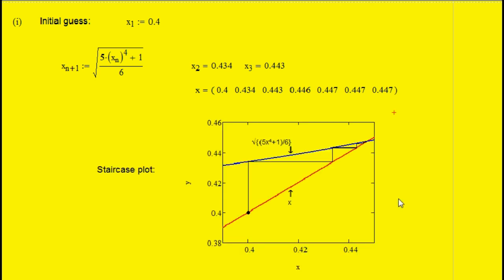We can visualize the process in the form of a staircase diagram. We put the nth value of x on the red line, and the n plus 1th appears vertically above on the blue line. We read that across horizontally to the red line to repeat the process and continue to convergence.